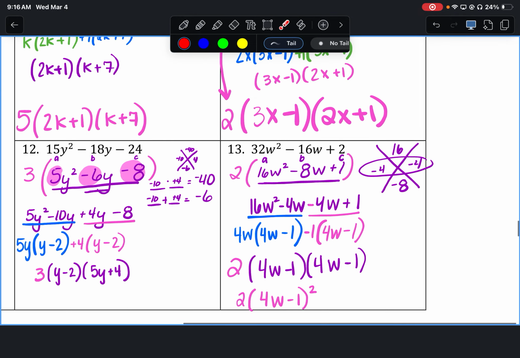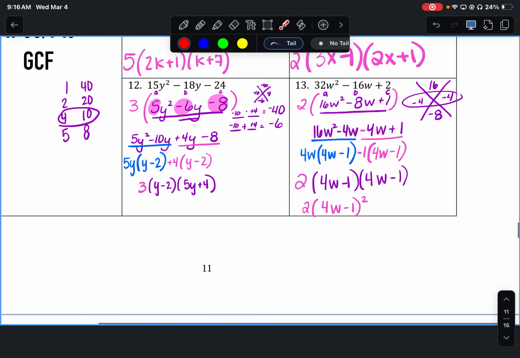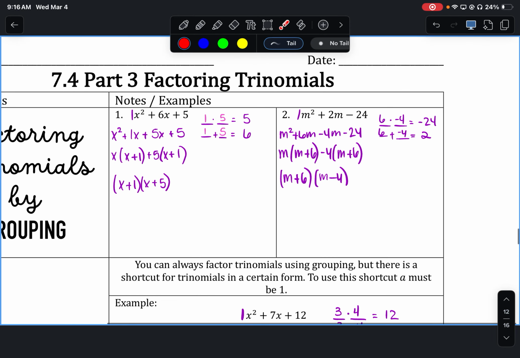All right, so now we're going to look at page 12. So on page 12, we are still looking at factoring trinomials, except when we look at page 12, we're looking at factoring trinomials when our A term is specifically 1. Okay, so I want us to go ahead and look at this.